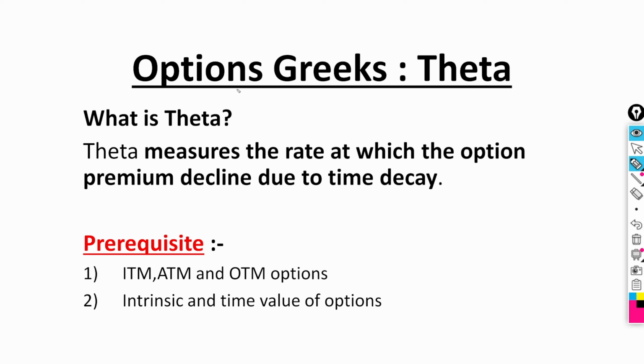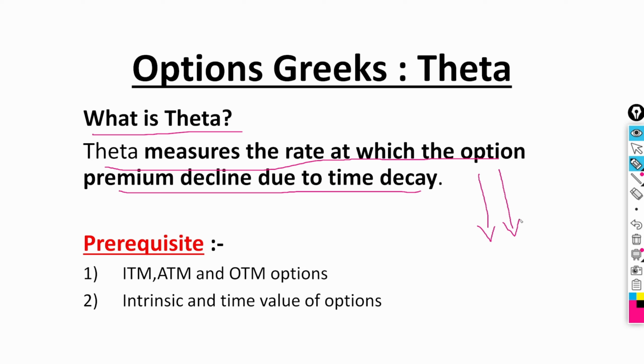In this video, we will understand a very important component of the option Greeks called theta, with some examples. What is theta? Theta measures the rate at which the option premium declines due to time decay. What exactly does it mean? It means how much value an option loses for a given amount of time.